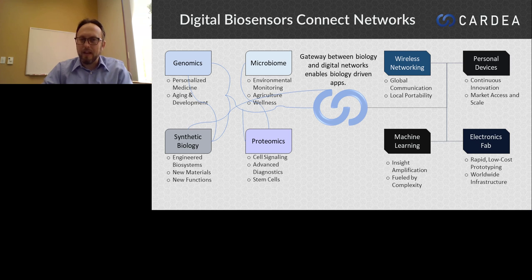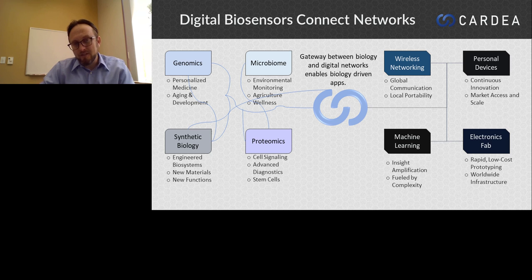To describe a little bit of elements of these different worlds that interact together, we can look through some of these areas here. So for example, wireless networking allows that global communication and the local portability of the internet. The combination of electronics fabrication and personal devices allows you low-cost access to the internet and low-cost access to the information wherever you are. Machine learning provides very powerful tools for you to understand information that might take you a long time to study otherwise, providing a little bit of extra computational oomph to your brain.